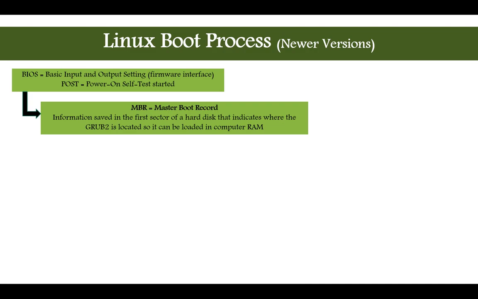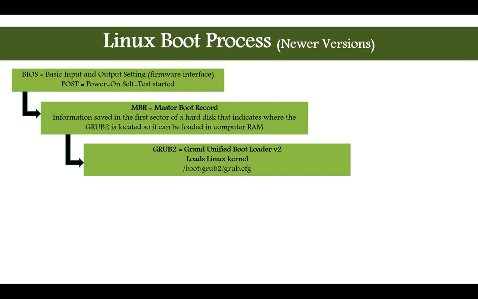MBR has the information of GRUB2, and GRUB2 stands for Grand Unified Boot Loader. It is called 2, meaning version 2, and it succeeds version 1, which doesn't have a number on it, it is just called GRUB. So basically, GRUB2's job is to load the Linux kernel, and that information is in /boot/grub2/grub.cfg, which is the config file.